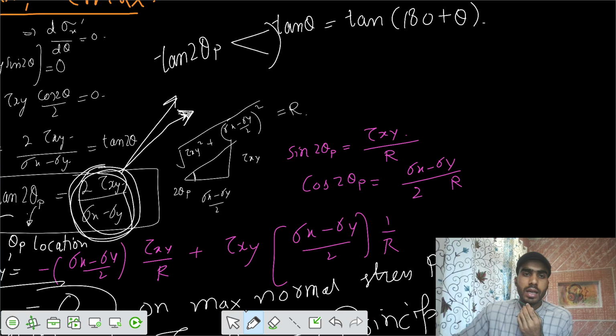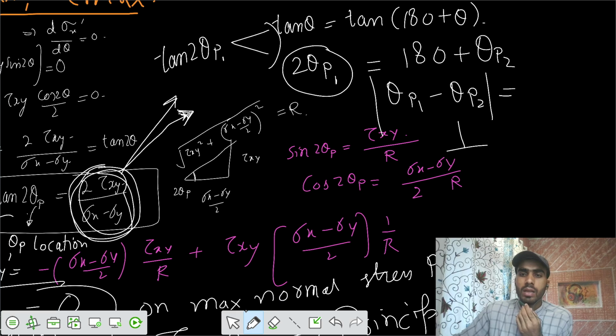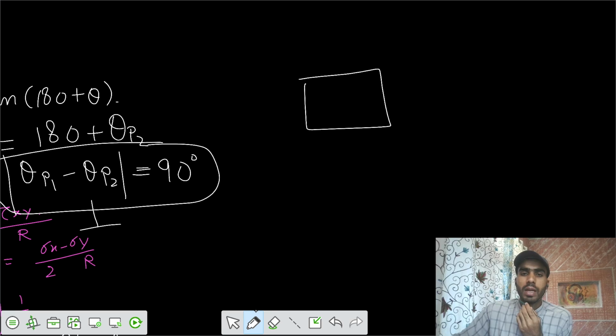So if I write this as 2 theta p1, and you add 180 degrees, we get one more, theta p2. So I can say there are two principal planes perpendicular to each other, separated by an angle of 90 degrees. As we know, if you have two planes where sigma x is acting and sigma y is acting.